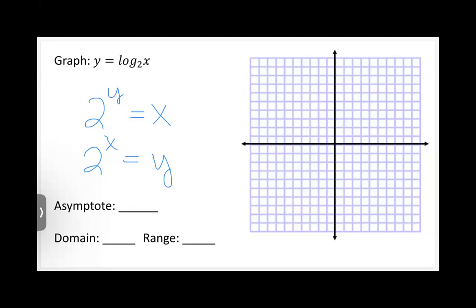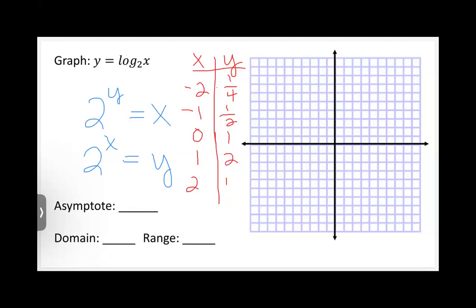So if you want to make a table, you could go x, y. You could go -2, -1, 0, 1, 2, like that. And so if x is -2, then y is, I'm sorry, not negative, but positive 1/4. If x is -1, y is 1/2. If x is 0, y is 1. If x is 1, y is 2. If x is 2, y is 4. So we're going to start out by graphing that.